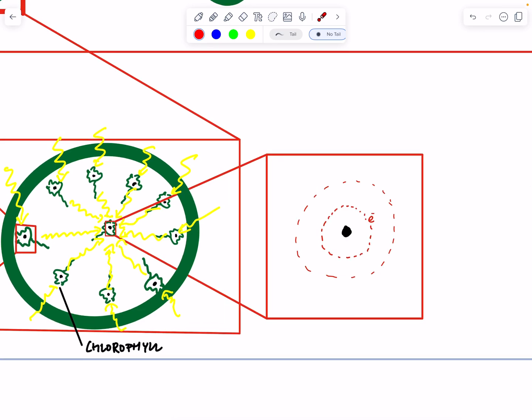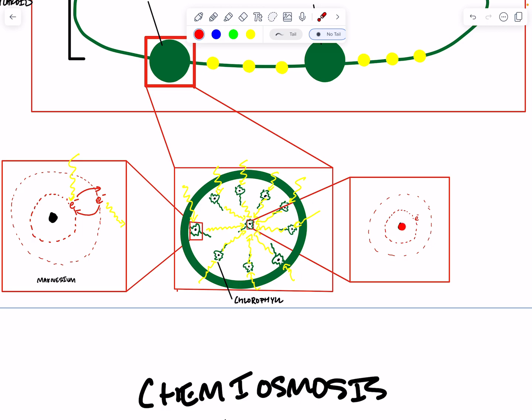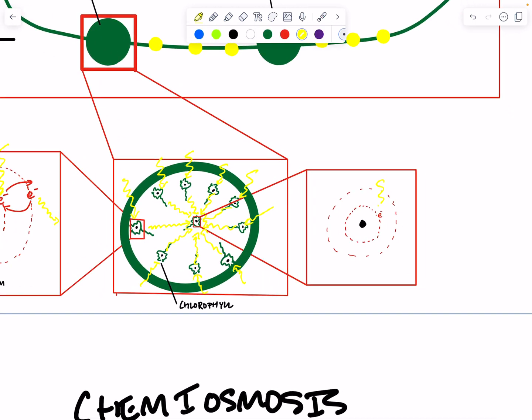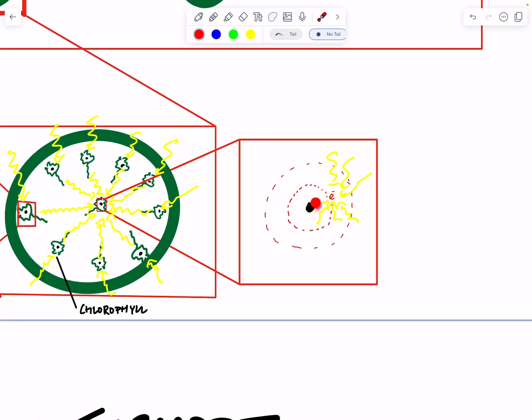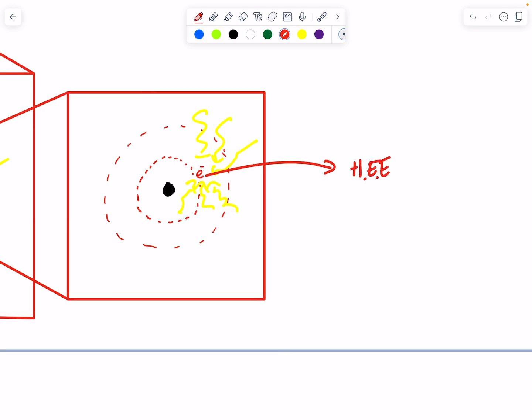So what happens here? There's the same magnesium atom at the center of this central chlorophyll molecule. And when all this light energy is focused on the single electron, we give it so much energy that not only can it jump to a higher orbital, but it can actually escape the pull of the nucleus of the magnesium atom entirely, and it can be ejected out of the atom. We're going to call it an HEE, which stands for a high energy electron.